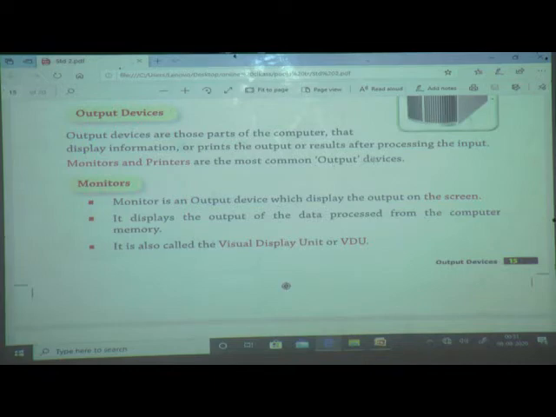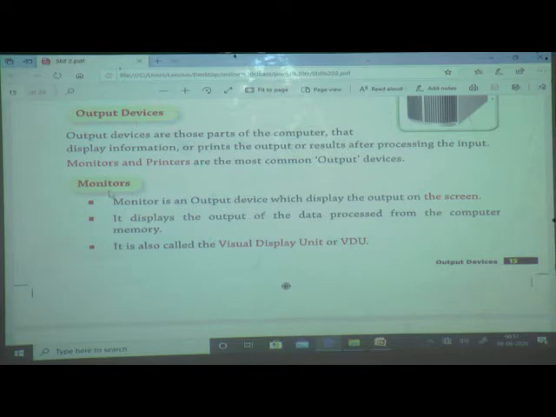Which are the most common output devices? Monitor and printer. And what does output device mean? Output devices are those parts of the computer that display the information. By using an output device, we can get the information.